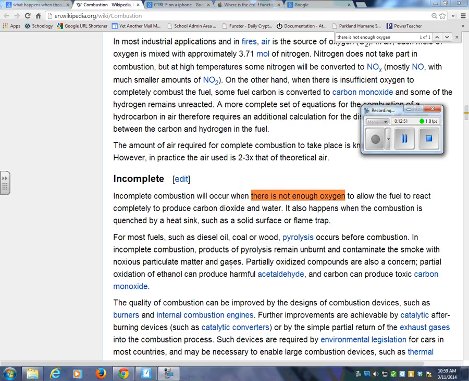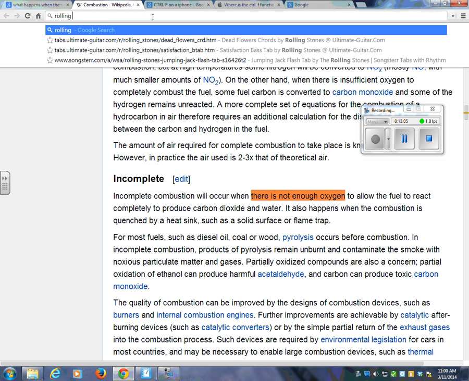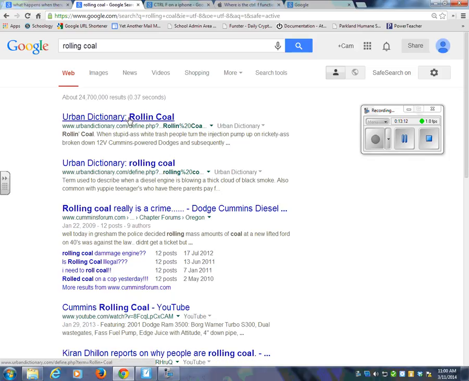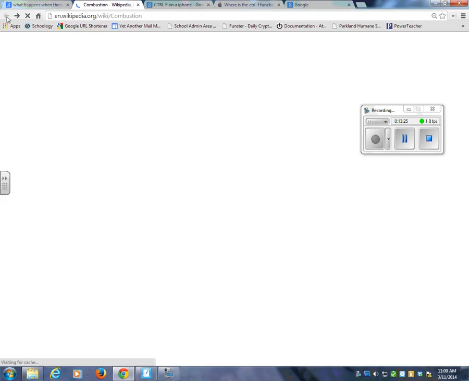Rolling coal, apparently. I learned something new today. I didn't know that. Search it up. Rolling coal is a term used to describe when a diesel engine is blowing a thick cloud of black smoke. Don't look any further, Urban Dictionary, everybody swears.